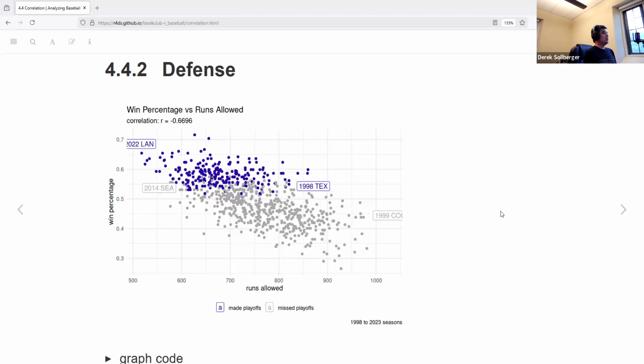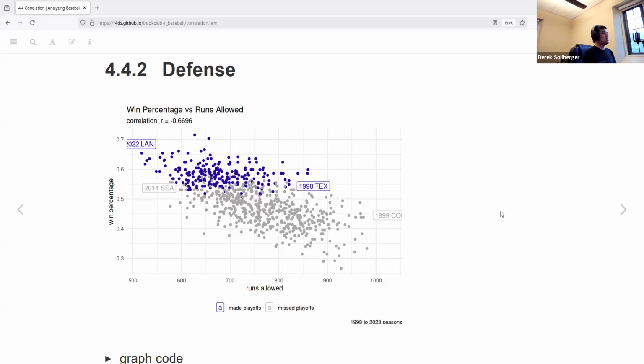Now, likewise with offense, it turns out defense alone does not guarantee you success. In this case, it does not guarantee you a playoff spot. Towards the left side of the screen, we see the 2014 Seattle Mariners, with great pitching and defense compared to most baseball teams in this time frame, and yet they failed to secure a playoff spot.